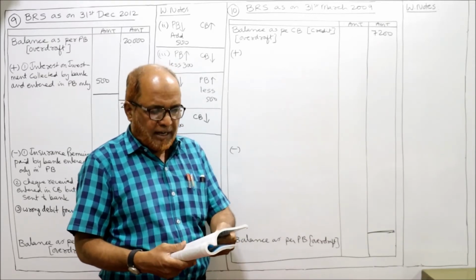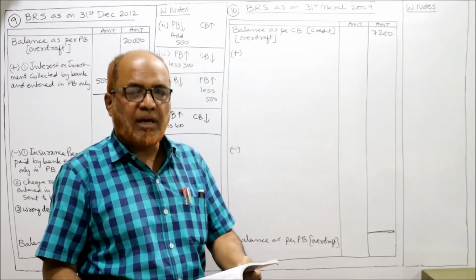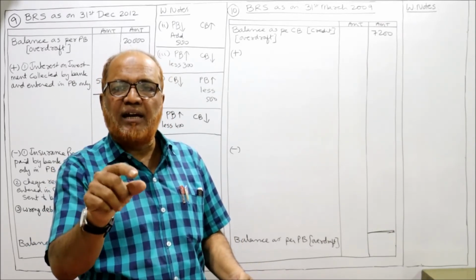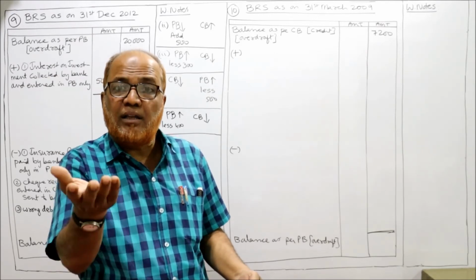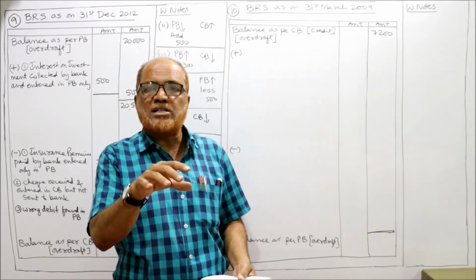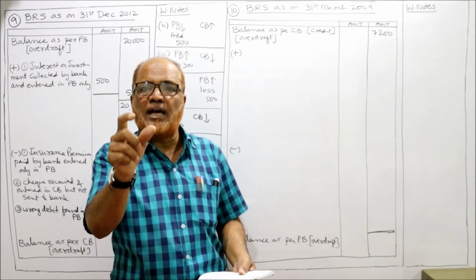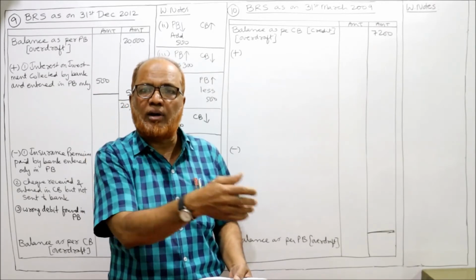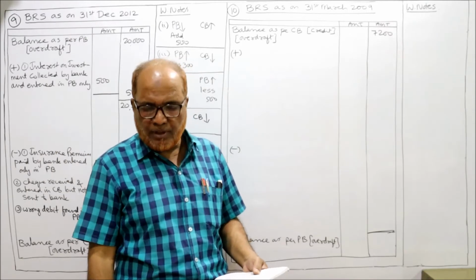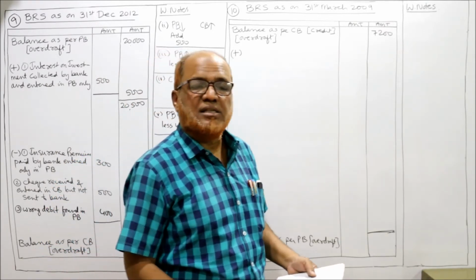First point. Interest debited by the bank, 225, is not appearing in the cash book. The banker has debited interest. Where have they debited? In the passbook. The banker will record in passbook. So in passbook there is a debit of interest, and that debit in passbook is not recorded in the cash book, exactly like the previous problem. So by debiting passbook, the passbook OD will increase.